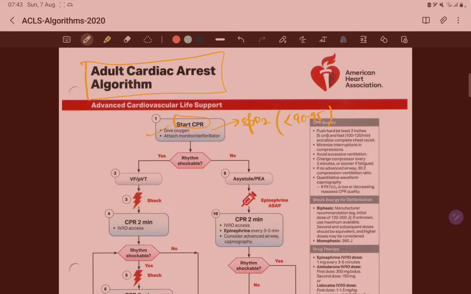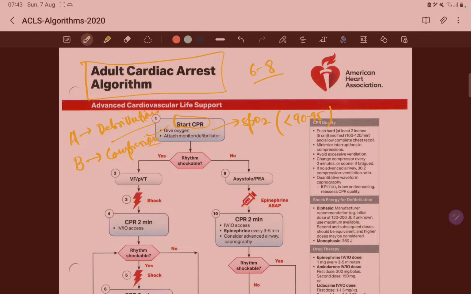My team arrives. Suppose 6 to 8 people are there. Among these people, I'll assign one to go for defibrillation. I'll assign by names. I'll say A, you go and do the defibrillation. Suppose B, I'll say, you are the compressor, you take my position and start doing compressions. So for 2 minutes I am secure that compression is still going on, right?